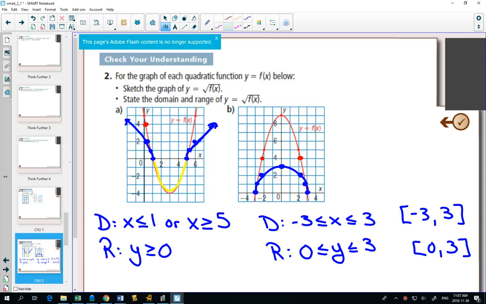And notice on the first graph, the original graph just kept going up forever. So my square root graph has an arrowhead as well and keeps getting bigger forever as well. Okay, question number 8 for practice.